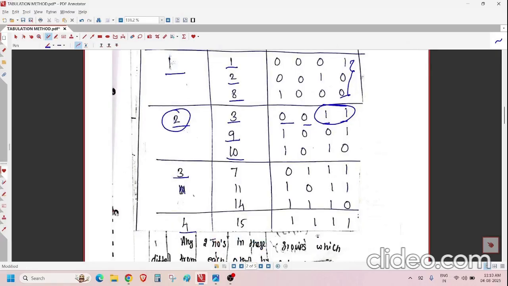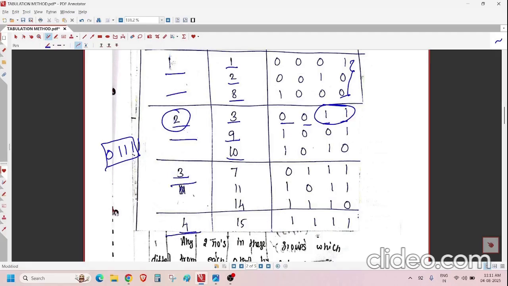After completing the two number of ones, next we move to three number of ones. The example for three number of ones is 7, which is 0111, so we have three number of ones. Likewise I mentioned it. Totally we have four groups: one number of ones, two number of ones, three number of ones and four number of ones.